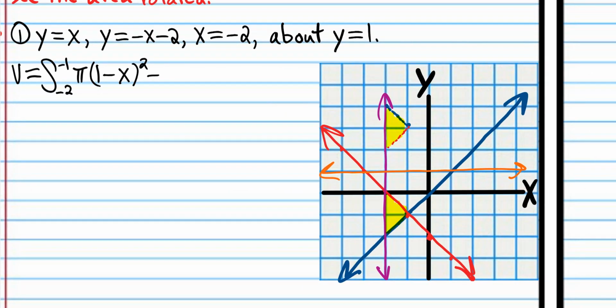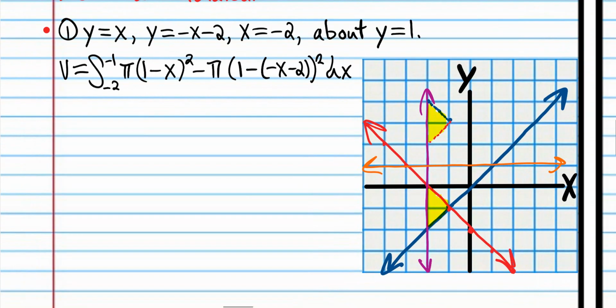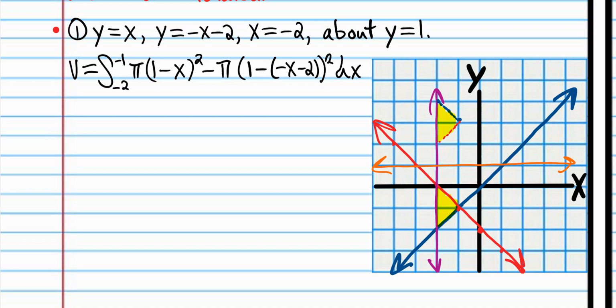So believe it or not, the radius is going to be 1 minus, and by the way, we need to multiply by pi. It's going to be 1 minus negative x minus 2, squared. Now, I want to make sure that there's no confusion about these expressions here for the radius of each circle.